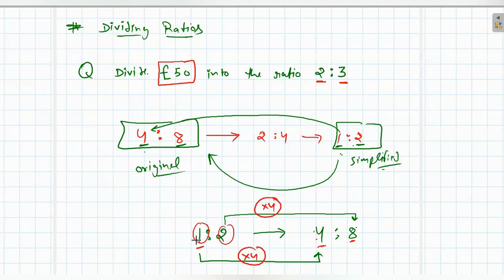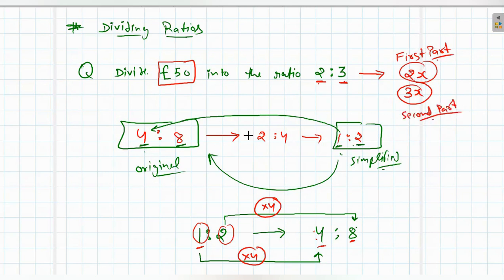So we have a ratio 2:3 and I want to make it the original number. Let's multiply it by x. So my numbers will become 2x and 3x. I don't know that number, so I'm assuming that the number with which I need to multiply them is x. The first part is 2x and the second part is 3x.